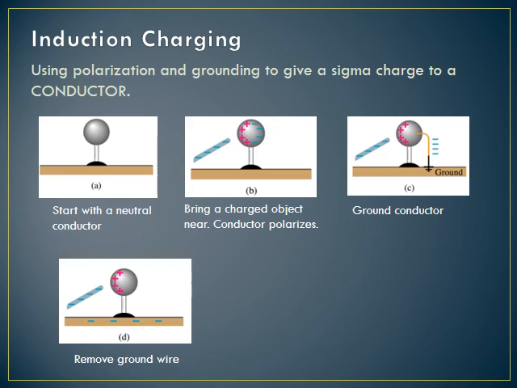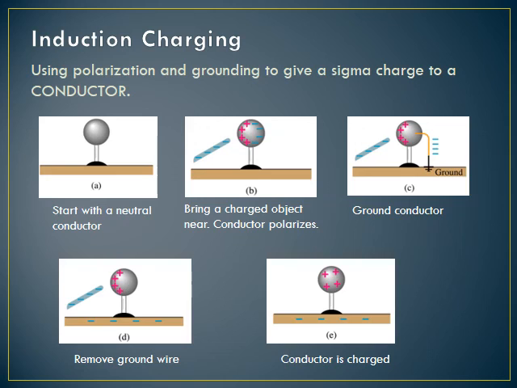Step D involves breaking or removing that wire to the ground. So now we're isolating our neutral conductor again. And you'll notice now in step E, even when I take away my charged object, the conductor is left with an unbalanced sigma q because it lost those electrons to Earth. So in induction charging, you're charging an object by forcing electrons to flow onto the Earth, or you could actually do this whole process in reverse by attracting electrons from the Earth onto the object. But in any case, you end up with a charged conductor.